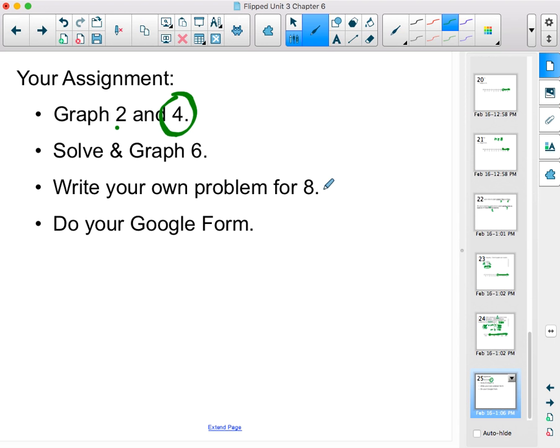And then I want you to write your own word problem for number 8. They're giving you an equation, 12 plus g is less than 35. Think about a word problem that could be solved using that inequality. When you're finished, do your Google form, and you are finished.